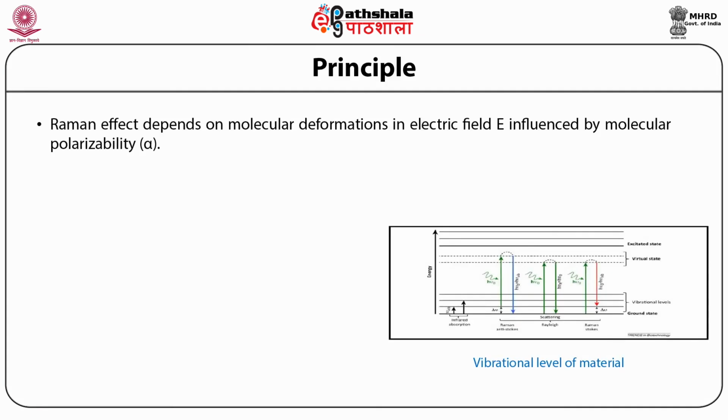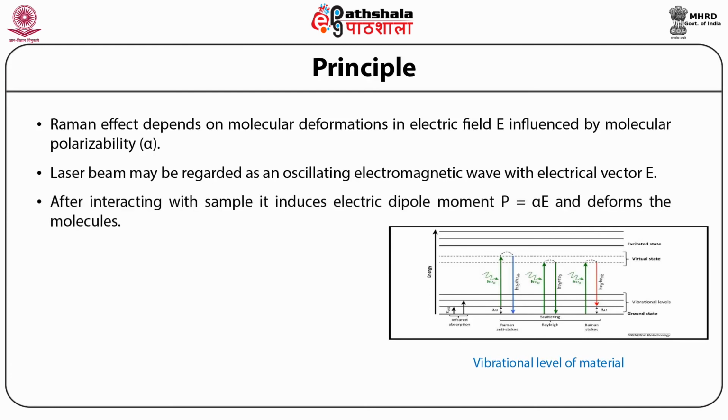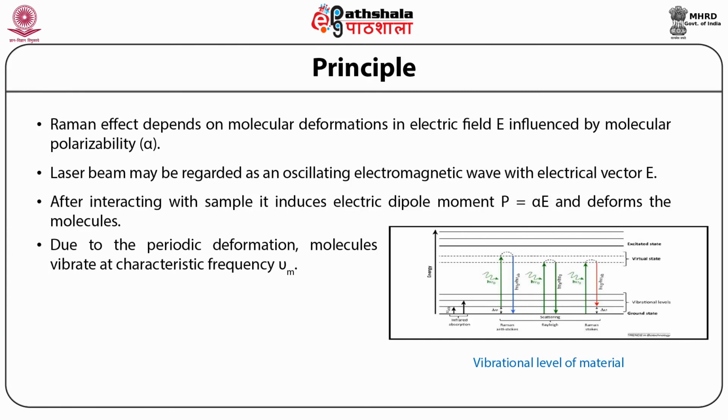Raman effect depends on molecular deformations in electric field E influenced by molecular polarizability alpha. A laser beam may be regarded as an oscillating electromagnetic wave with electrical vector E. After interacting with the sample, it induces electric dipole moment P, which is equal to alpha E, and deforms the molecules. Due to the periodic deformation, molecules vibrate at characteristic frequency nu-m.